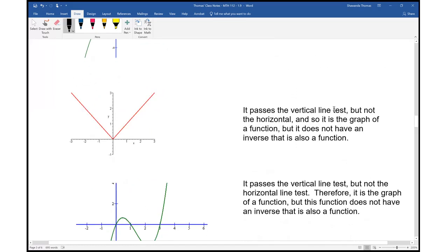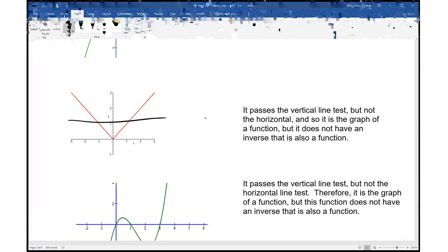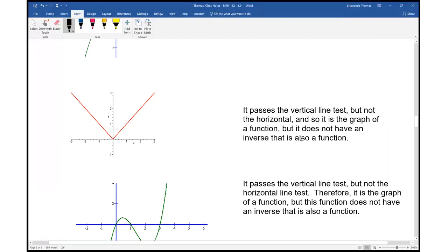The next one, look at this. What does this look like? Absolute value function. It passes the vertical line test, but not the horizontal. So vertical line test, yes. Horizontal, no. It's hitting it in two spots, not only one. So it is the graph of a function, but it does not have an inverse that's a function.